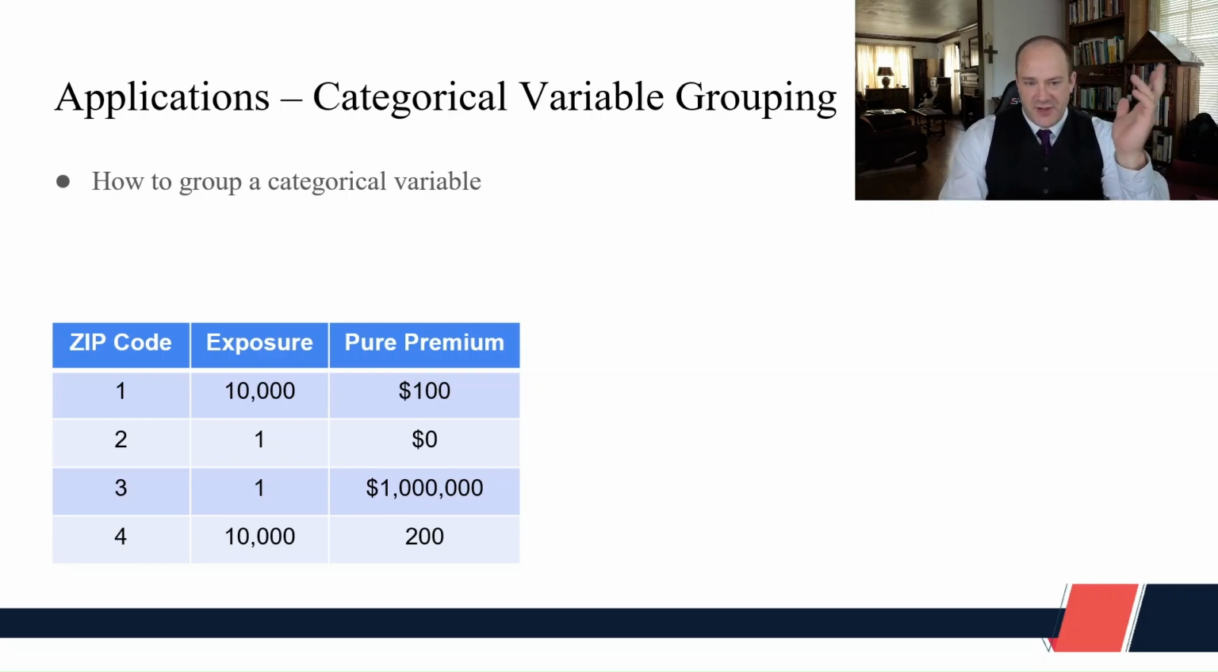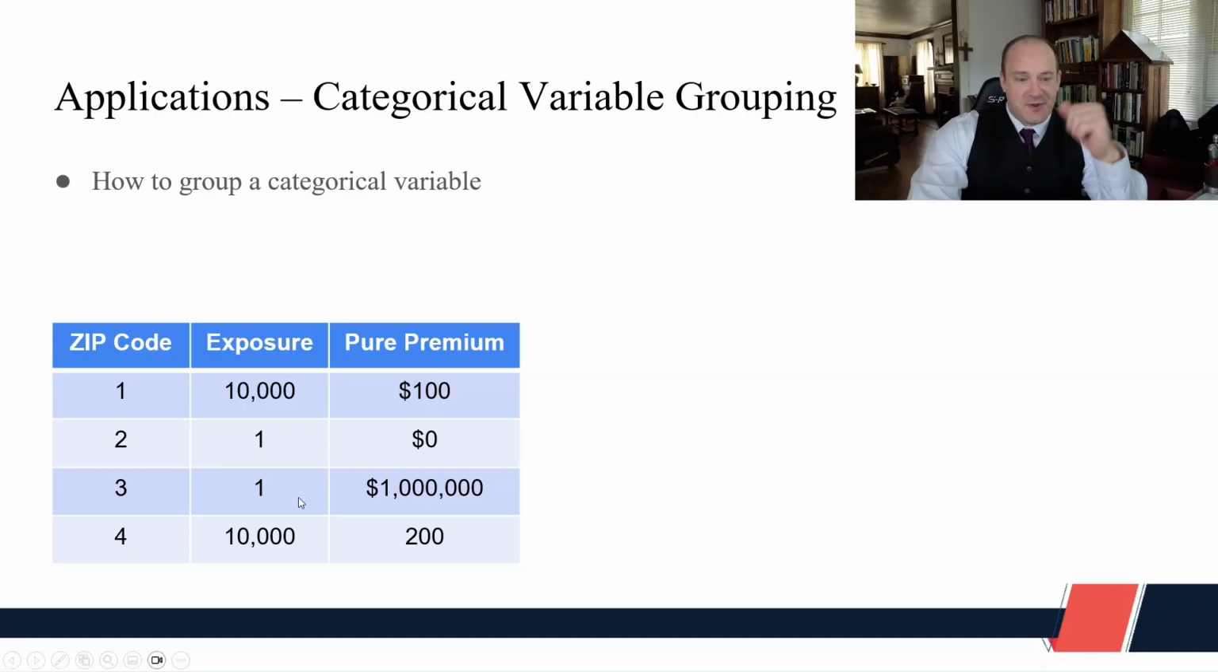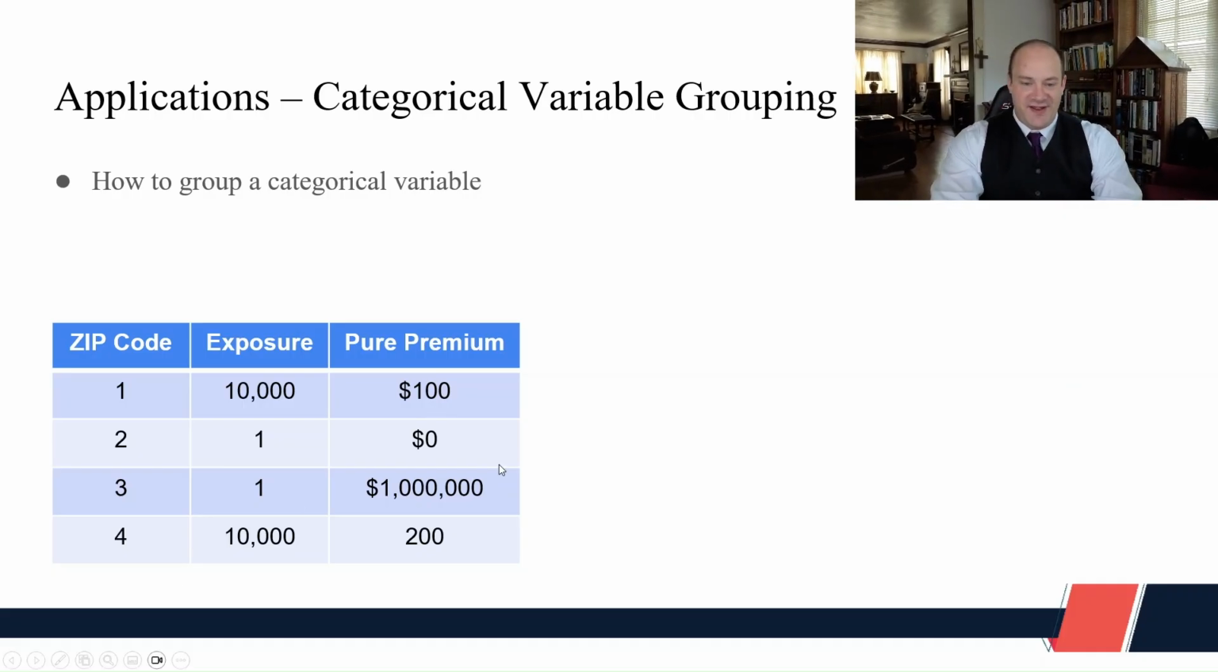And the answer is, well, your data might look something like this. Here's my zip code, got a bunch of exposure there, so we've insured a bunch of people there. Average loss is about $100. Zip code 2, we insured one guy there, he had no loss. So what does that mean? Does that mean that everyone in zip code 2 gets free insurance? Is that what we're going to do? Then in zip code 3, here we got one guy, we insured him, and he had $1 million loss. So now everybody in zip code 3, they have to pay $1 million.